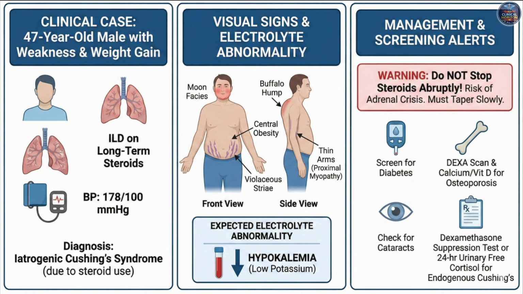If this was not due to pills, how would you test for it? Mention the dexamethasone suppression test or 24-hour urinary free cortisol as screening test for endogenous Cushing disease.